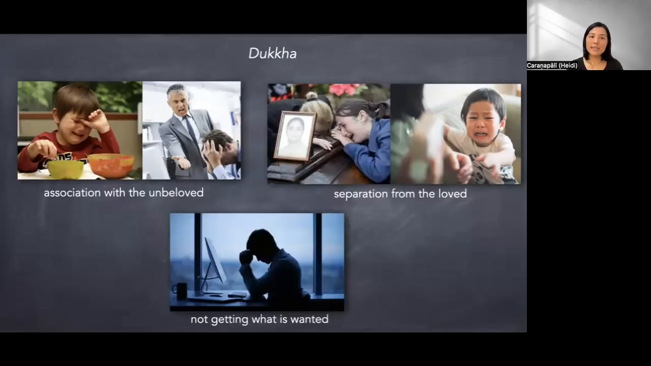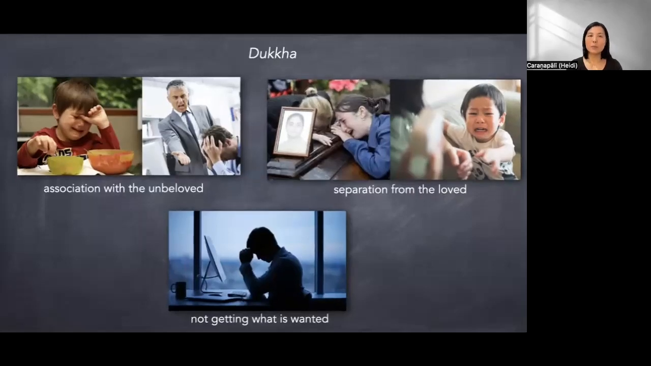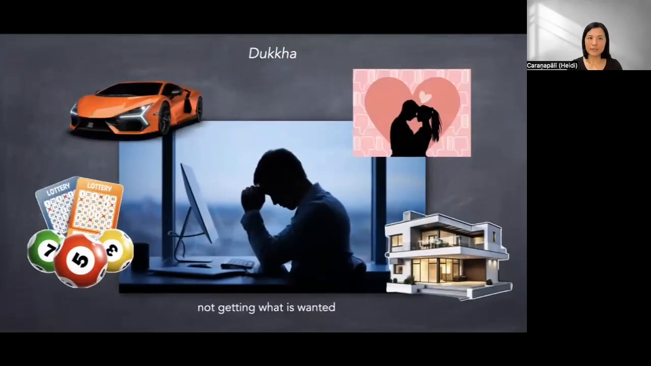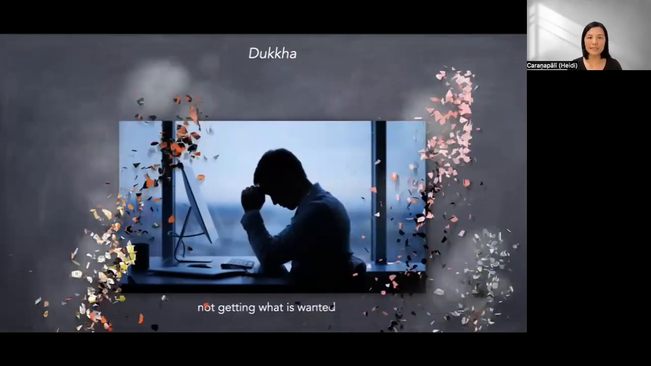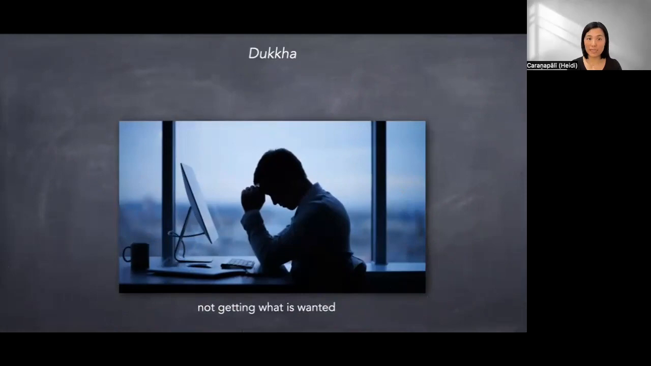Now, about this not getting what is wanted, what does that mean? Does it mean that we want to win a lottery, we want to get a new car, we want to get a romantic relationship, or we want a new house and we don't get that? And does it mean that that is not getting what is wanted? Of course, those are included, but here the Buddha wants to mean something deeper.